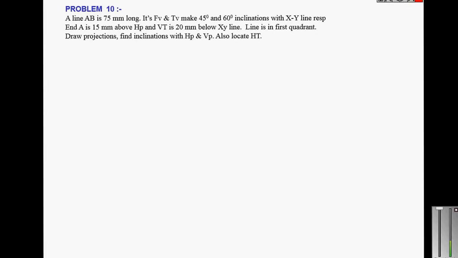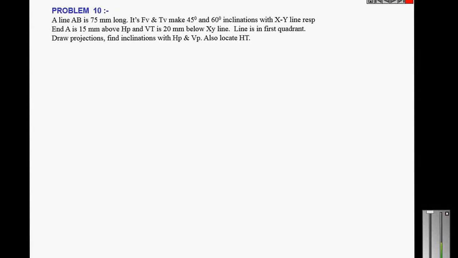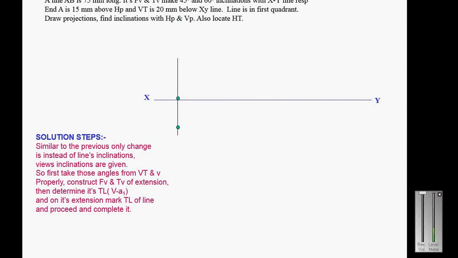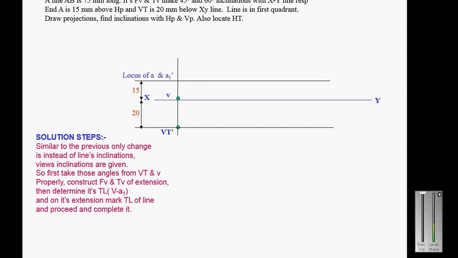If a line is in the first quadrant, its front view will be above the XY line and its top view will be below the XY line. Draw the projections and find the inclinations with HP and VP. So theta and phi should be found out, and also locate the horizontal trace. First of all, draw the reference XY line and mark the vertical trace VT and V. Draw two locus lines. The vertical trace is 20 mm below the XY line, and I draw the locus through the vertical trace, and the point A is 15 mm above HP, so I draw the locus of point A.